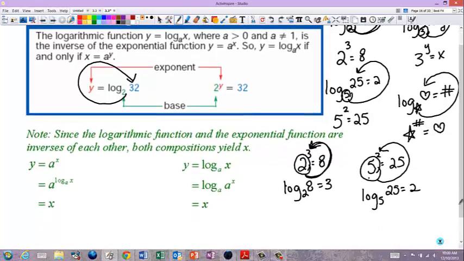And then the final rules for logs is because logs and exponentials are inverses of each other, if you put one inside the other, that cancels and just gives you 4. Same thing here. If I had log base 2 of 2 to the 6th, it would just give me 6.